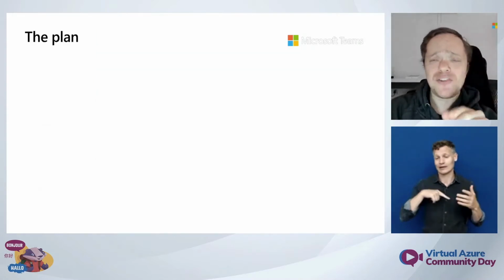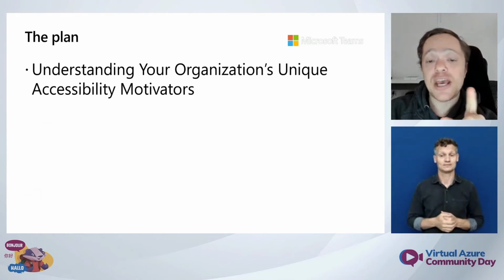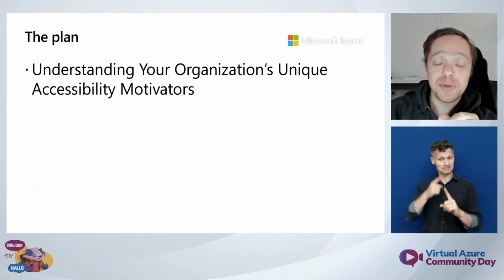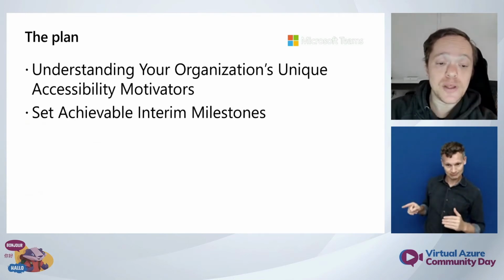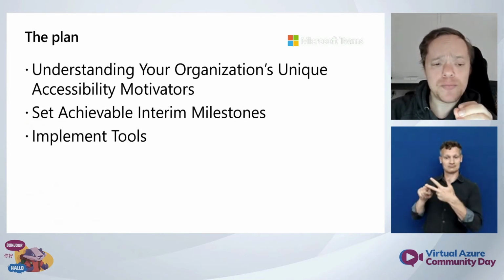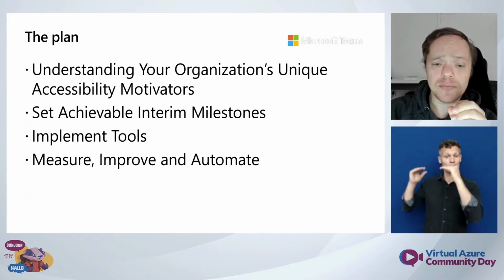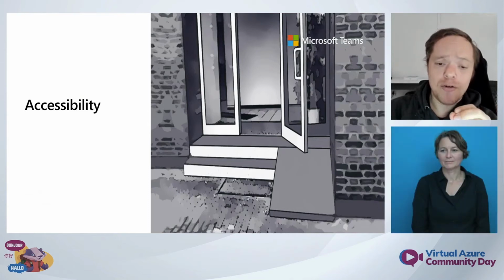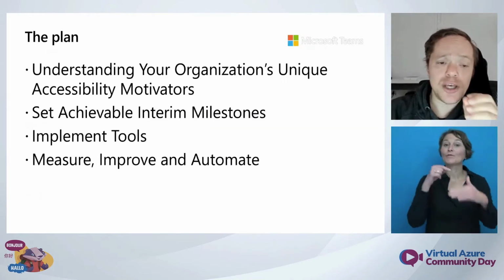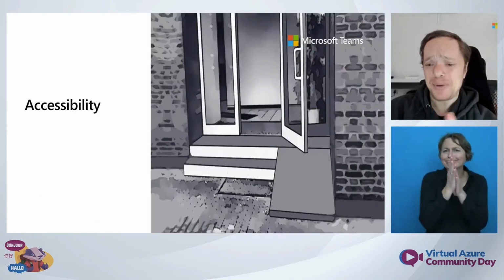So this is the plan that I've got that is going to help us get Ikigai. Understand your organization's unique accessibility motivators, set achievable interim milestones, implement your tools, measure, improve, and automate. So first, let's start with the first topic of understanding your organization's unique accessibility motivators. But to do that, we really have to understand accessibility.